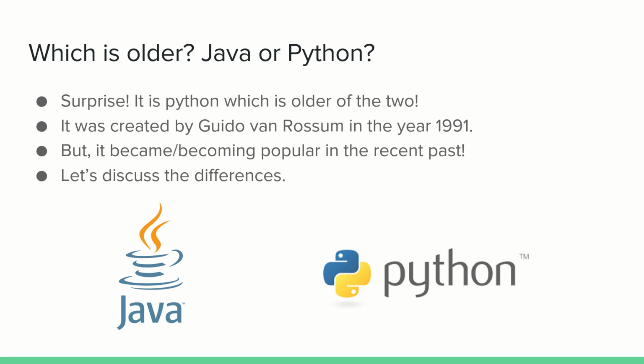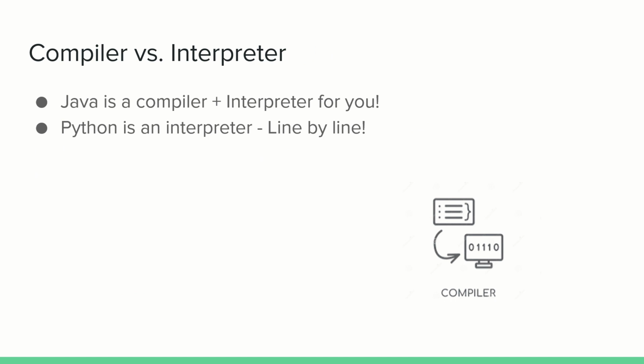Which is older, Java or Python? Python is the oldest of the two. Python was created by Guido van Rossum in the year 1991, but it is becoming increasingly popular in the past couple of years or 3 years because of the evolution of machine learning, deep learning and data science stuff. Generally, Python is older than Java, but Java gained a lot of popularity. Now it's almost equal, or I could say that Python is gaining momentum slightly better than Java.